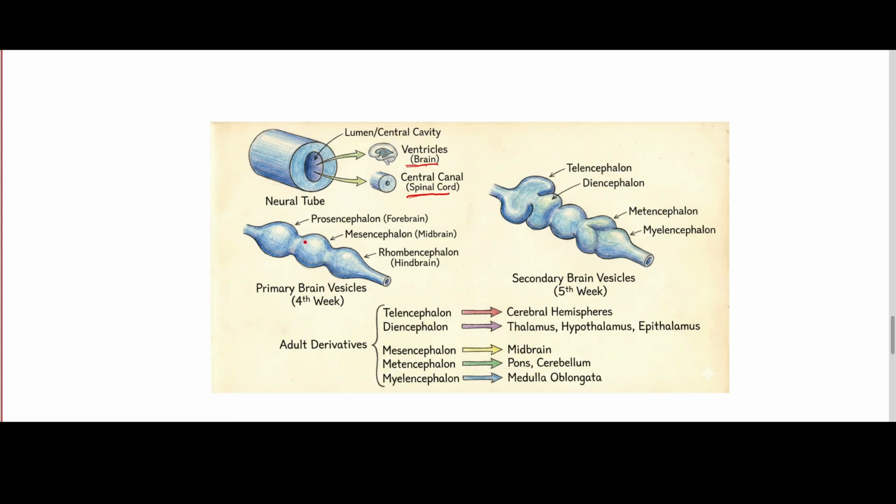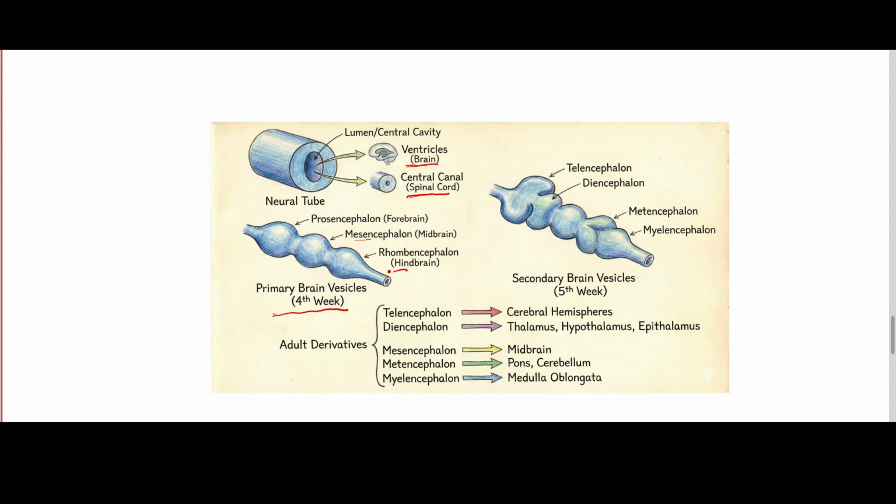So let's talk about the development of the brain. The cranial part of the neural tube enlarges and forms a series of swellings called the brain vesicles. This happens at around the fourth week, where the primary brain vesicles are formed. They include the prosencephalon, which is the forebrain, the mesencephalon, which is the midbrain, and the rhombencephalon, which is the hindbrain.